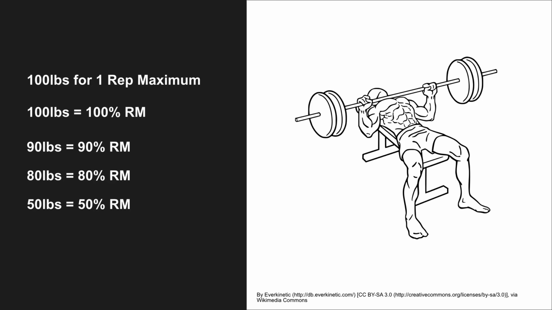However, if person number two can bench press 200 pounds for a 1 rep maximum, then 100 pounds for person number two would only be 50% intensity. So a 100-pound bench press would have a very high intensity for person number one, but a low intensity for person number two. The intensity is relative to how strong you are as an individual.